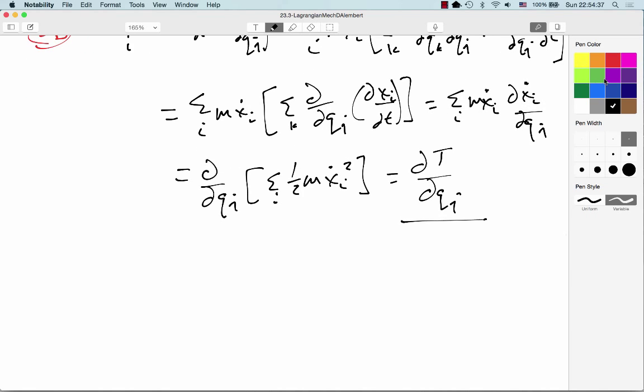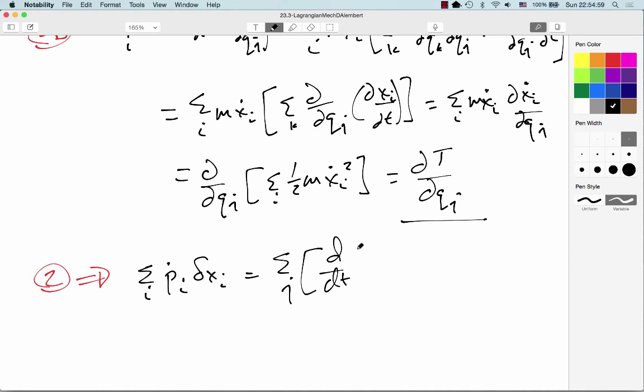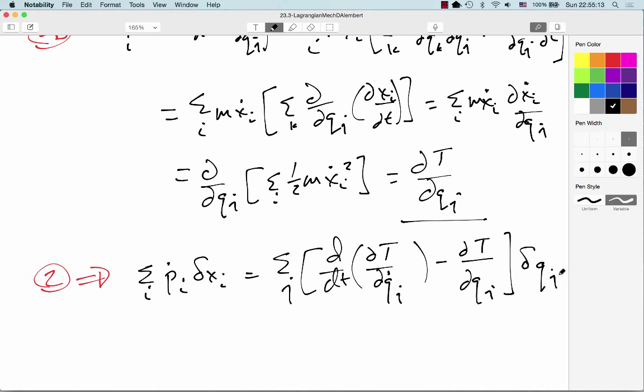So combining those two results, my term 2 now becomes, so that was the sum over i of pi dot times the virtual displacement xi, equals the sum over j of d dt of partial T partial qj dot minus partial T partial qj, times my virtual displacement.